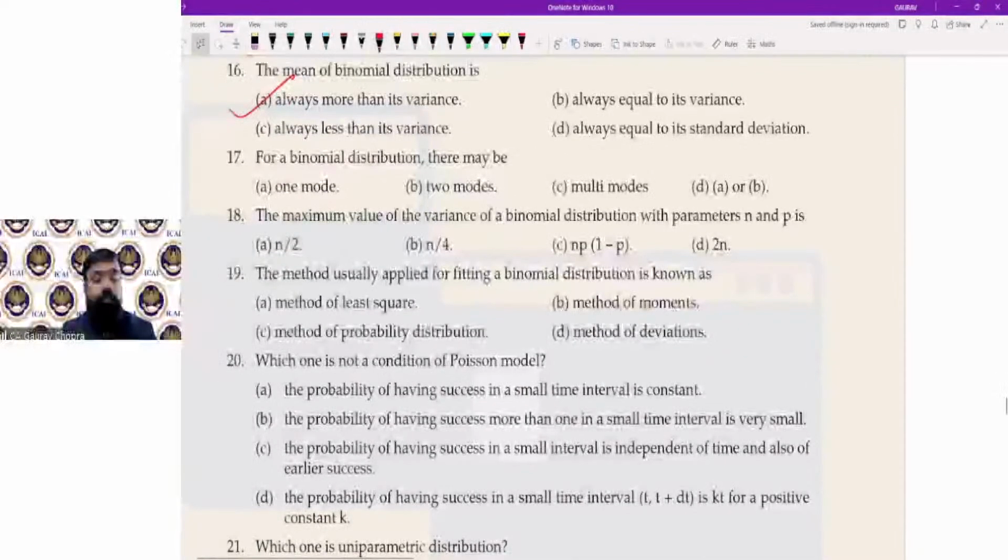Then for binomial distribution, there may be one mode or two modes. We have covered this. There can be one mode, there can be two modes. It depends on whether it is a whole number or not a whole number. So the answer will be option D. It can be either one mode or two modes.